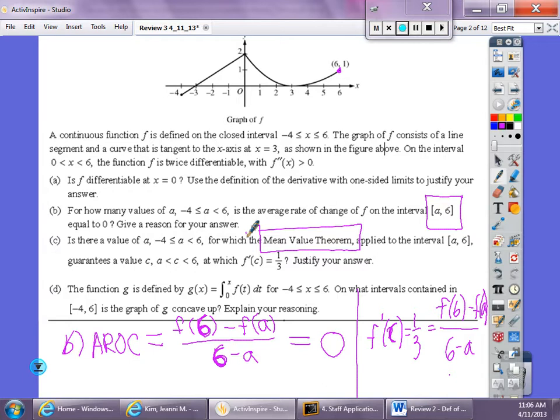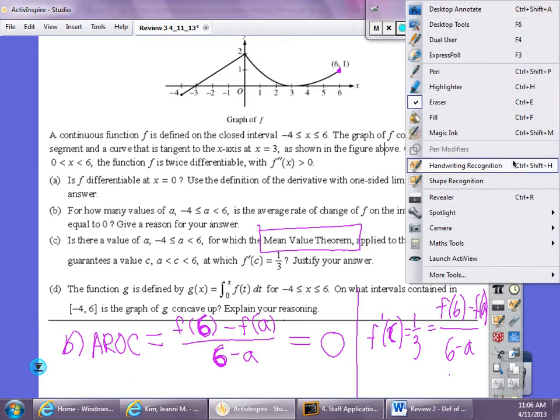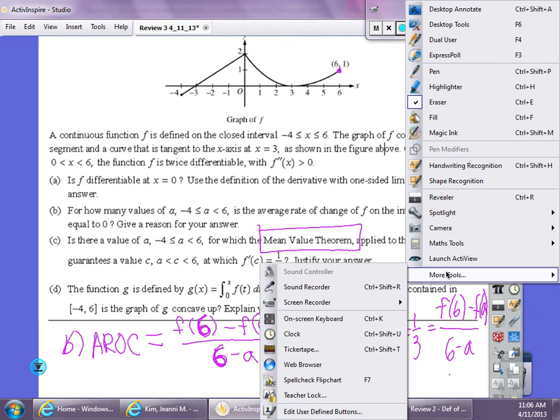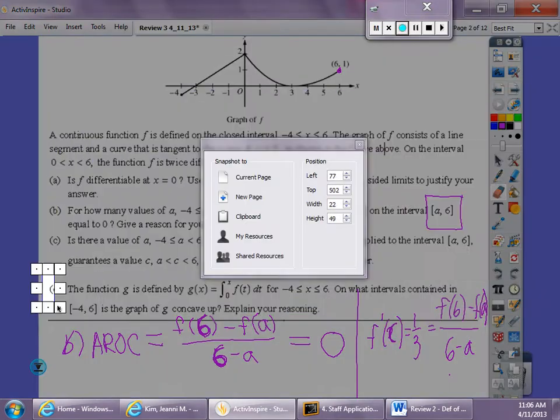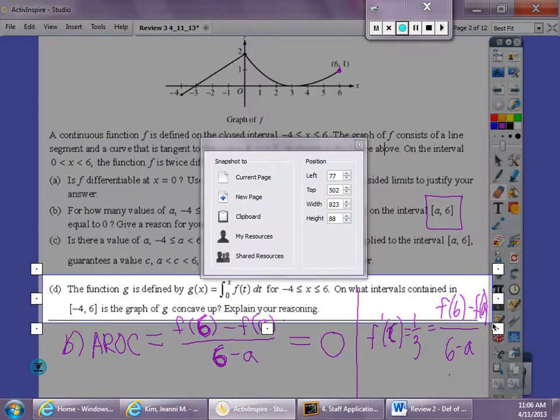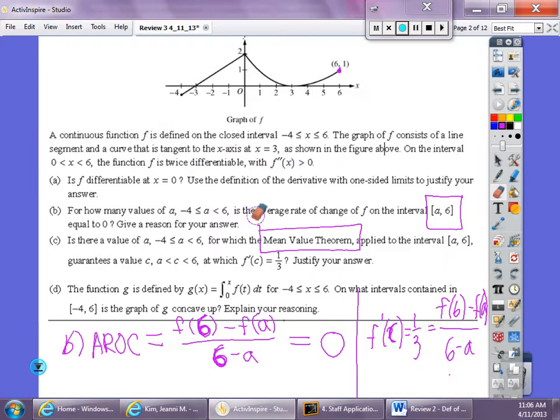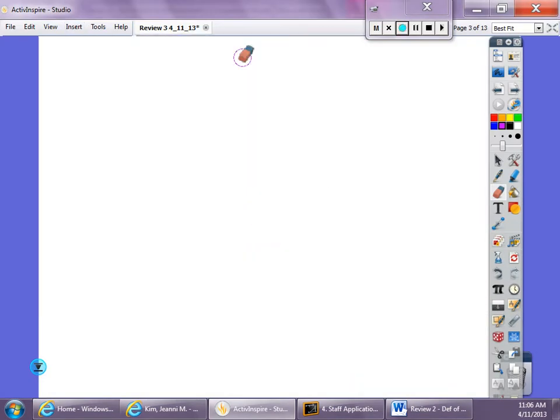All right, letter D. And I am going to erase. Actually, no, I won't erase. I will move that over camera. That's just going to look ugly, but let's flip this over. Let me read what it says. Letter D.